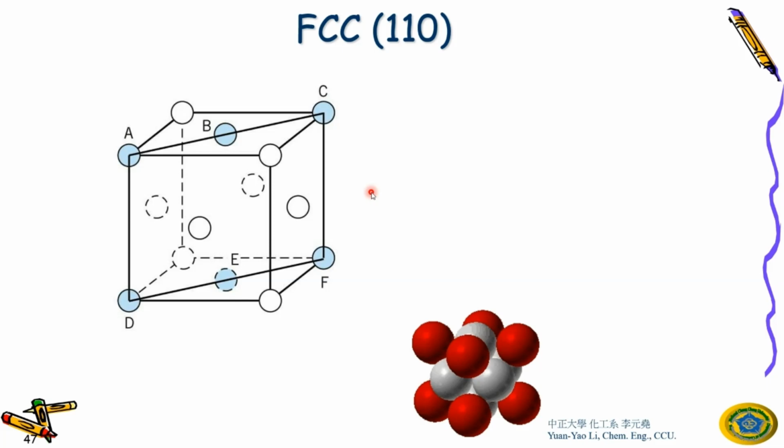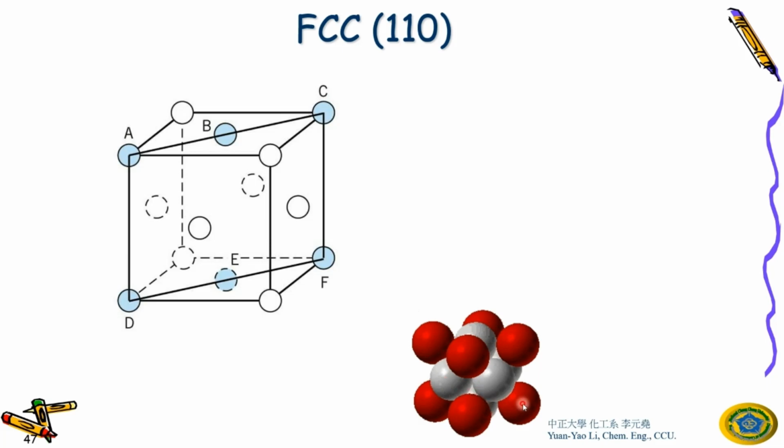Okay, and so this is the 110 plane. As you know, this x-axis, y-axis, and z-axis. So it's 110, right? 110 means what? The reciprocal of this is infinite. So this is the plane. And you know, we name these atoms as A, B, C, D, E, F. So as you see, this is A, B, C, D, E is this one, F.